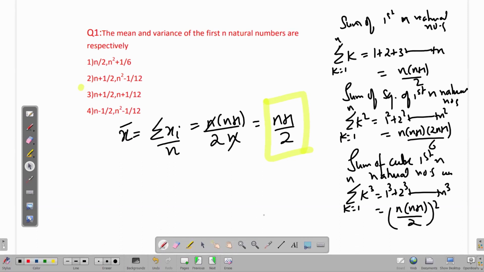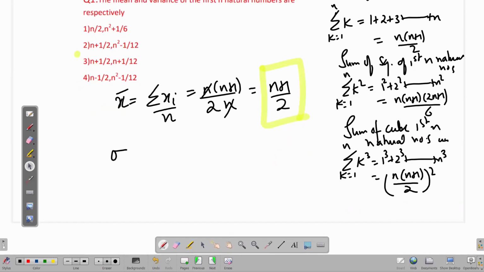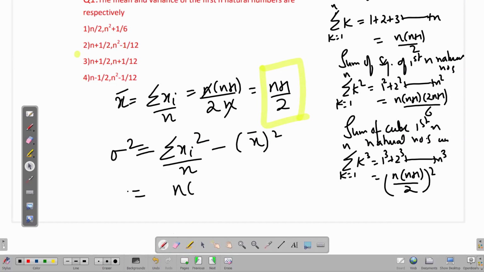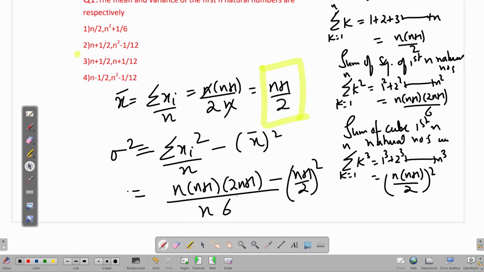Now I have to find the variance, and for variance the formula is sigma square equals sigma xi square upon n minus x bar whole square. Sigma xi square is replaced by the sum of squares of first n natural numbers, that is n into n plus 1 into 2n plus 1 upon 6, further divided by n, and x bar as I have already deduced it, that is n plus 1 by 2 whole square. That means I just substitute the value of mean of first n natural numbers, n plus 1 by 2. Further, if I have to find the mean of first 50 natural numbers, then I just replace this n by 50 here. So this is my formula for mean of first n natural numbers.